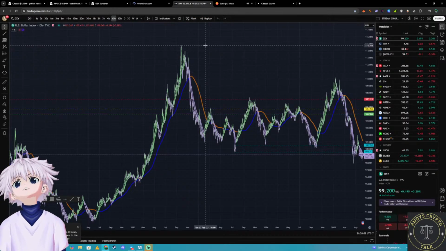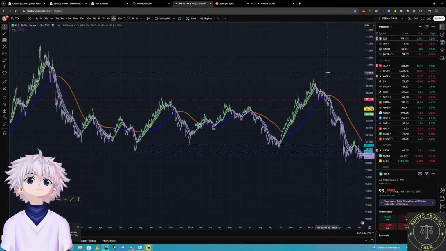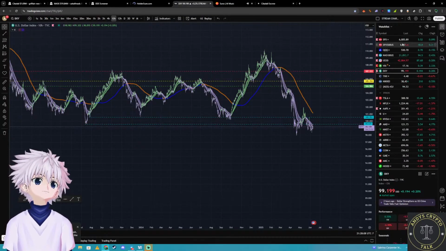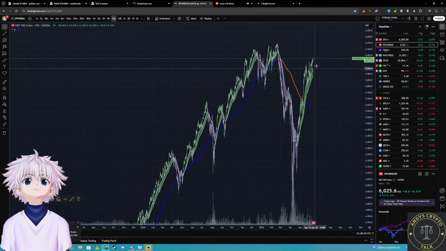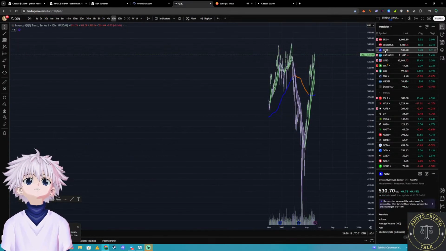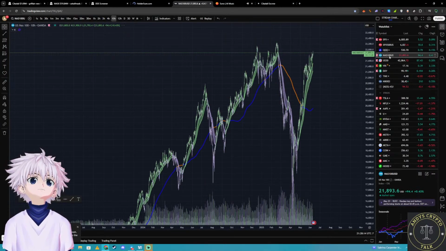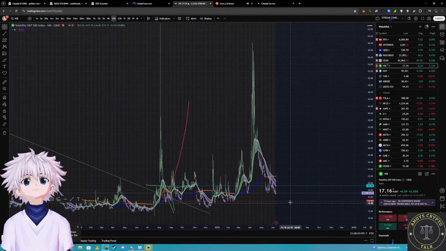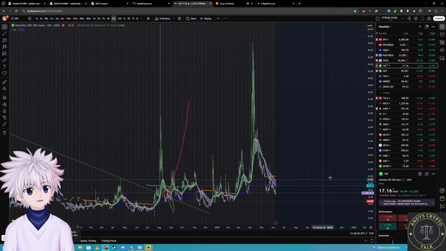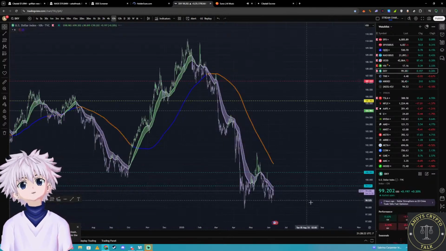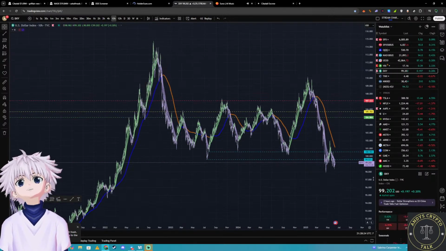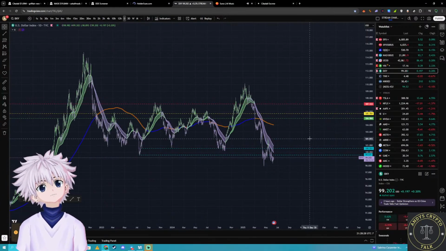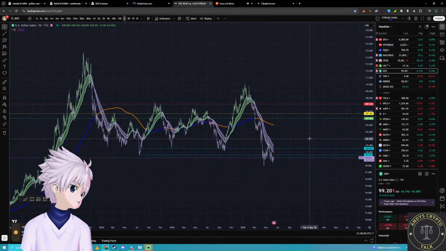So let's talk about the markets real quick, just because there's a lot of action going on. Stocks, look at this, just ripping back to all-time highs. The VIX is dumping. It's under our line. It's looking good there. Looking at the dollar index right away, we're underneath those lines.